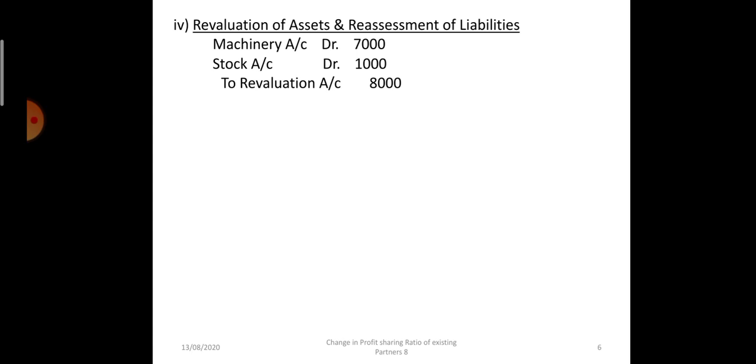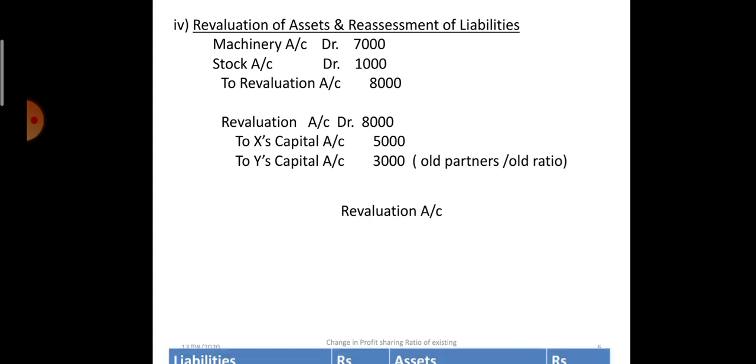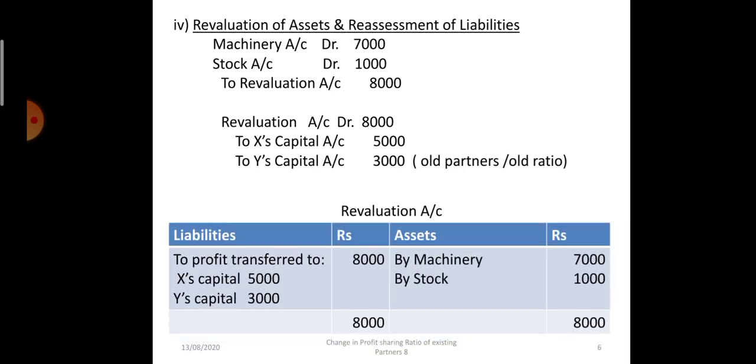While there is a profit on revaluation of assets and liabilities, this 8,000 will be transferred to the partners' capital accounts in the old ratio. So the entry is revaluation account debit to X capital, to Y capital. Prepare the revaluation account first, then pass the journal entries. While practicing, pass journal entries also. On the credit side, we have written by machinery and by stock because both these assets' values increased. There is a gain of 8,000 rupees. So on the debit side, the profit is transferred to X capital and Y capital in the old ratio.